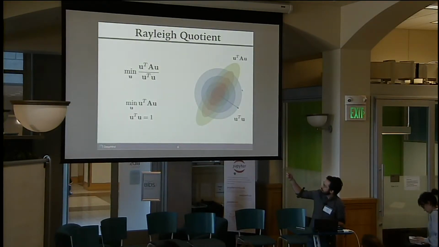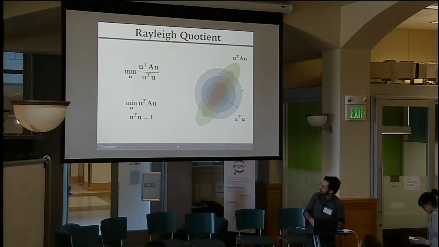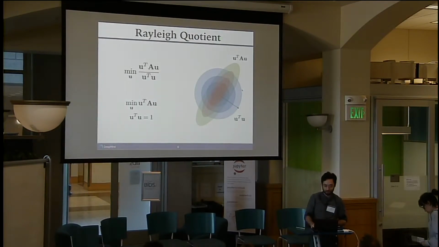You can also express this in constrained form, where you want to minimize this quadratic form under the constraint that your vector is unit norm. So we have the constraint in blue, and then this green ellipse is the quadratic form you want to minimize.